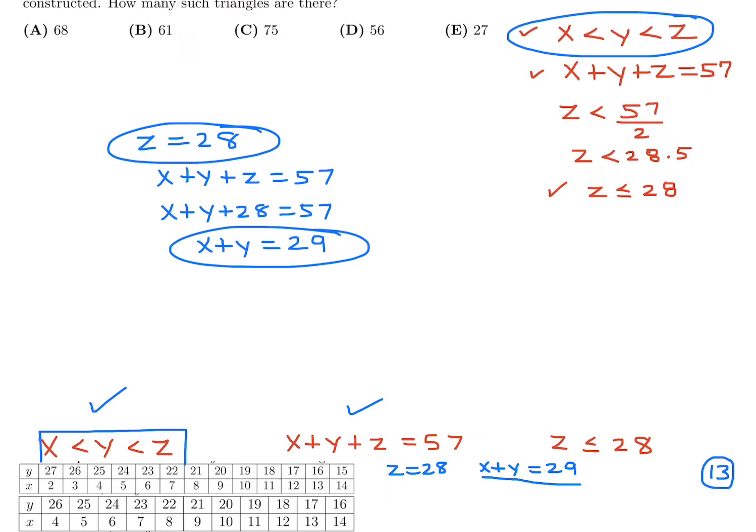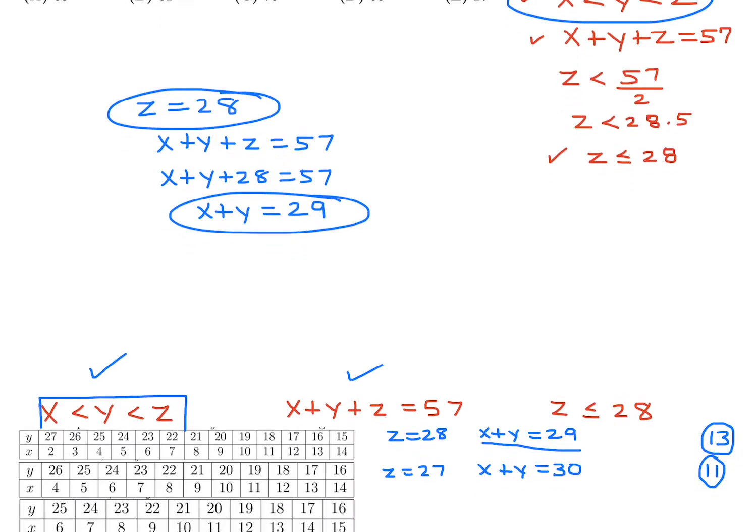The next set is when z is 27. We're going down, right? We're going down from 28. Now when z is 27, and then you plug z into this equation right here, you get x plus y is equal to 30. So again, exact same thing. We have to make a table with values for x and y, abiding by these three rules. And when you do, you get this table right here. And that table gives me 11 additional values. All right, let's move on to the next one.